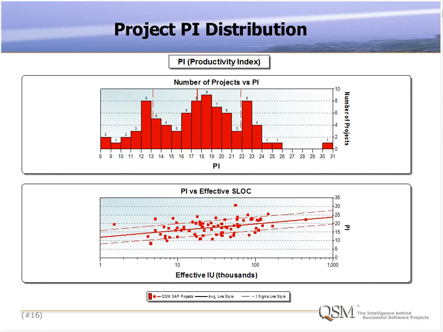In this example here, 2 of my SAP projects have PIs that fall in the 8 to 9 range. 8 of our projects fall in the 22 to 23 range. So we're just looking at an overall productivity distribution across all of our SAP projects. The chart below it shows size as it relates to productivity. So in this example, as the SAP projects are getting bigger, the productivity indexes are increasing.